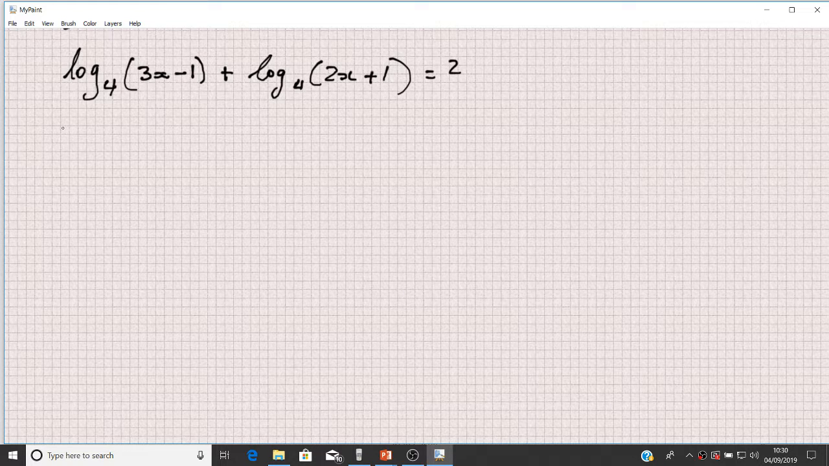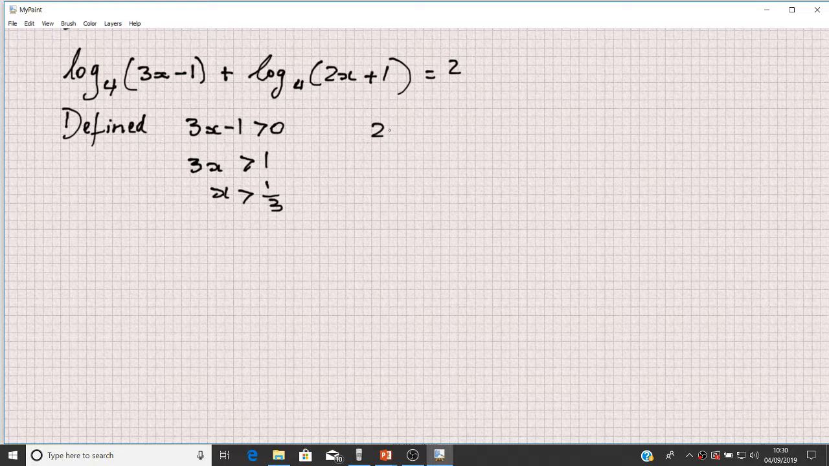So first of all, I write the problem: log base 4 of 3x minus 1 plus log base 4 of 2x plus 1 equals 2. So this log is defined when what's inside the log, 3x minus 1, is greater than 0. So we can rearrange that to say 3x must be greater than 1, or x must be greater than 1 over 3. And the second log is defined when 2x plus 1 is greater than 0, or 2x is greater than negative 1, or x is greater than negative 1 over 2. So those are the conditions under which this log problem is defined.